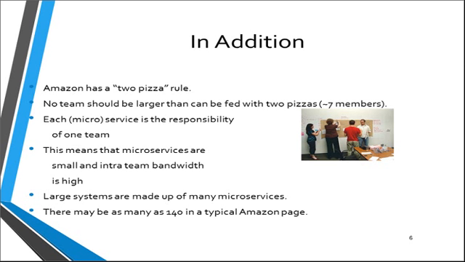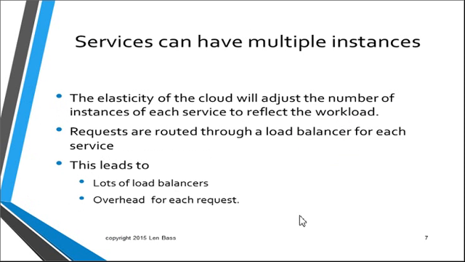Large systems are made up of many microservices. In a typical Amazon page, you might see as many as 140. That's just the external part of it. Services can have multiple instances, so the elasticity of the cloud will adjust the number of instances of each service to reflect the workload. Requests are routed through a load balancer for each service, and this leads to lots of load balancers and overhead for each request.